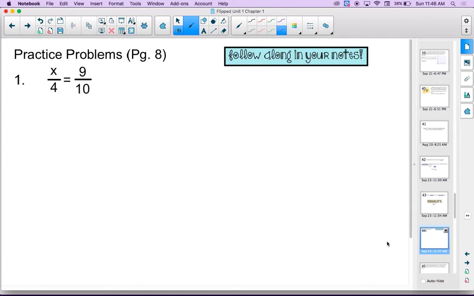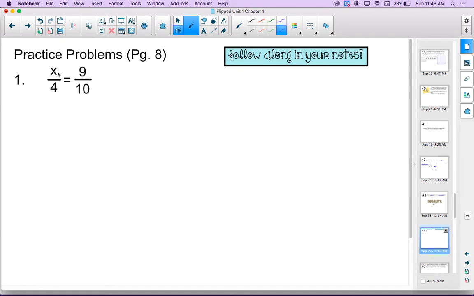So this is our first practice problem. This is just a basic problem, no word problems. This is just telling us that we have a ratio here and another ratio, and they are equivalent, so that means that this is a proportion. And if we know they're equivalent, then we can use cross products to solve for our missing number x. This is on page 8 of your notes. This is number 1, so you should be following along in your note packet right now.